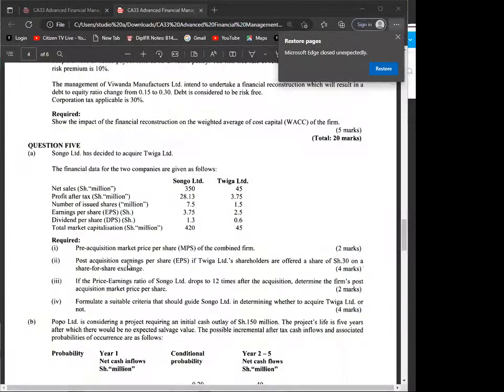Now, from there, we go to Roman 2. Post-acquisition earnings per share if BHE Limited shareholders are offered a share of 30 on a share-for-share exchange. You know, this question is very interesting, and I can tell you where this examiner was coming from. But you see here, this is quite an easy one. A bright student will be able to get all the marks there. Why will a bright student be able to get all the marks there?